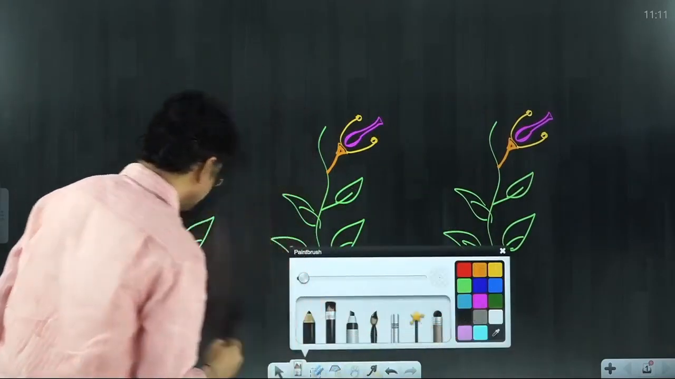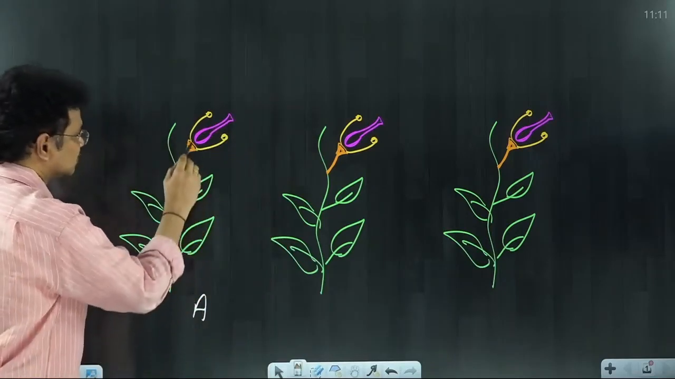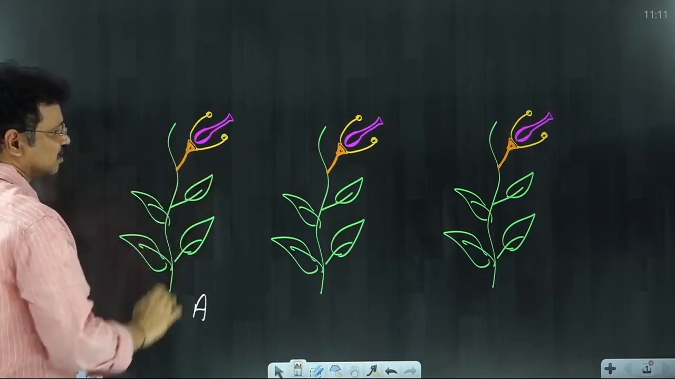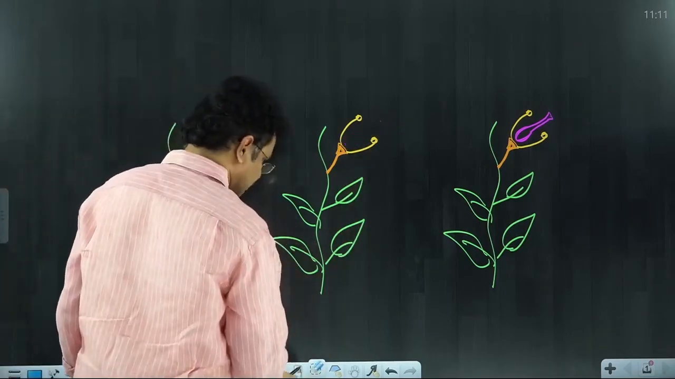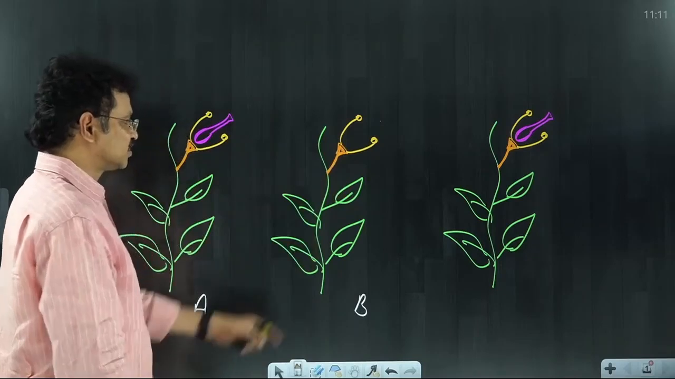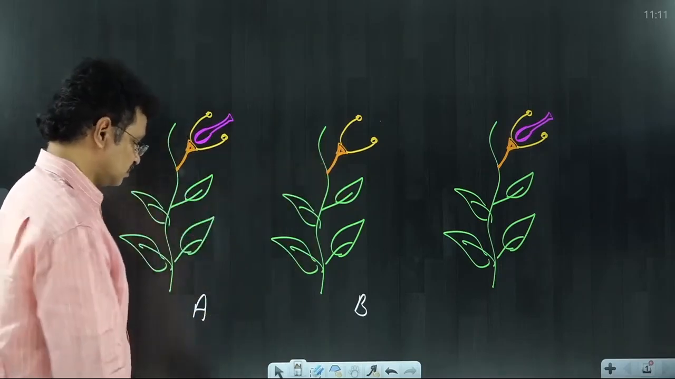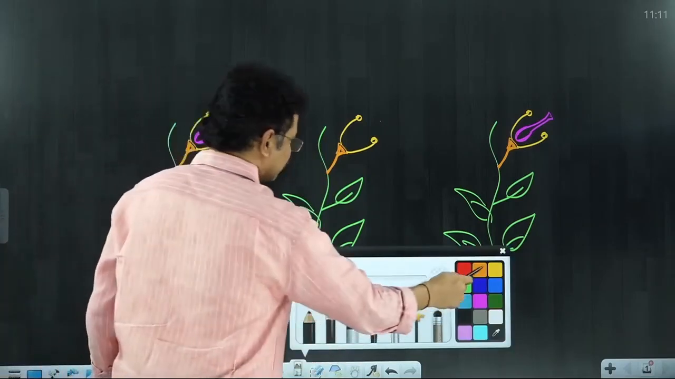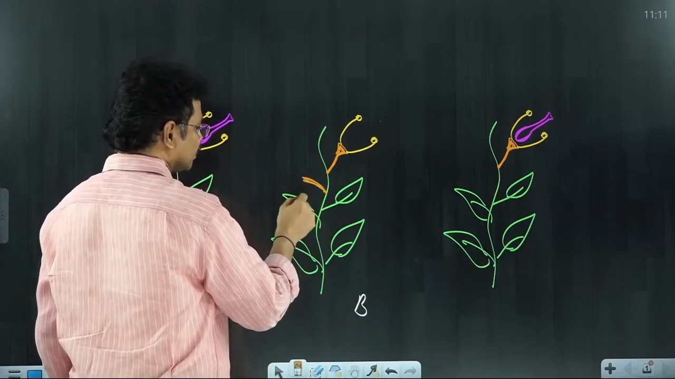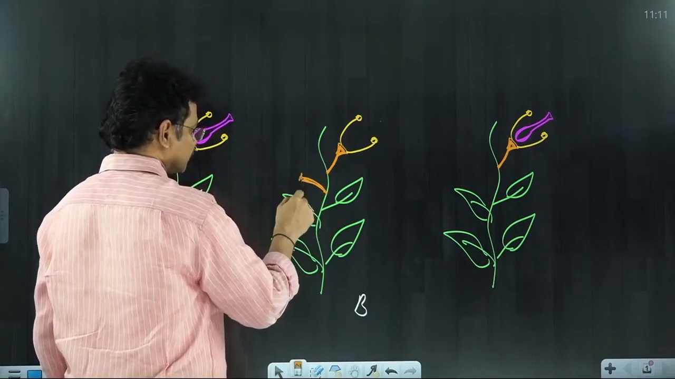Observe the plant A, in which both male and female organs are there. That's why this flower is called bisexual. Whereas in plant B, only androecium is there, no gynoecium. That's why this flower is unisexual. Within the same plant, one more kind of unisexual flower is also there.